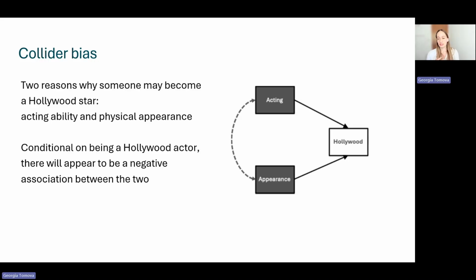And although this is a toy example, collider bias can sometimes be a bit more difficult to understand or see. And so I'll try and give you another slightly more complex example just so that you understand the implications of this in practice.